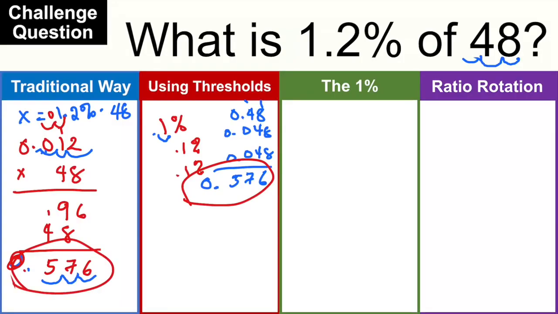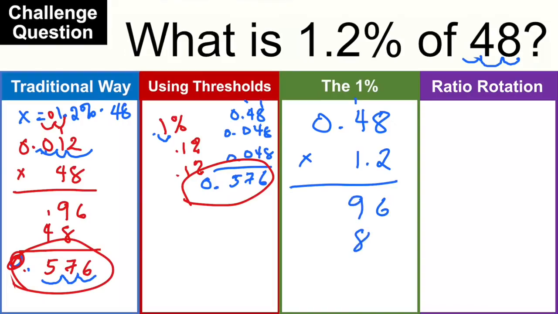Now, let's try yung the 1% naman na idea. Okay? So, again, ang 1% na pag-usapan na rin natin kanina is 0.48. Tapos, i-multiply ko siya sa kung ilan yung percent, which is 1.2. Okay? So, i-multiply natin ito. 8 times 2 is 16. Carry natin dyan. 4 times 2 is 8. So, 9. And then you have 8 and 4.